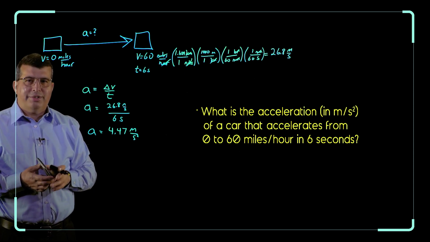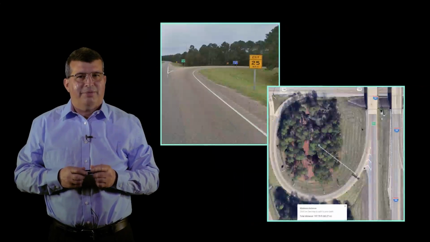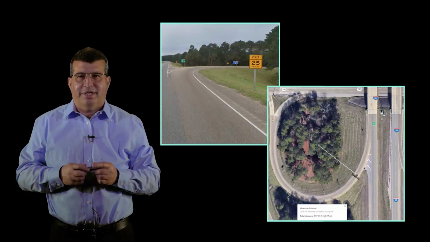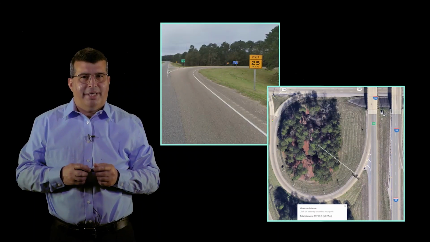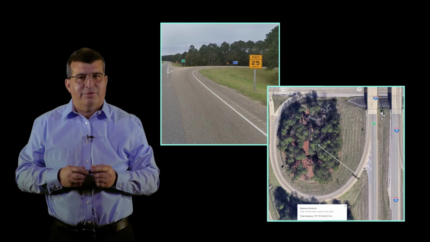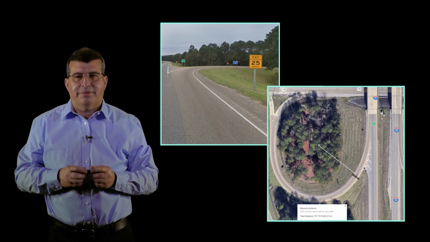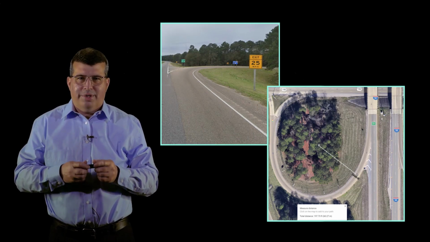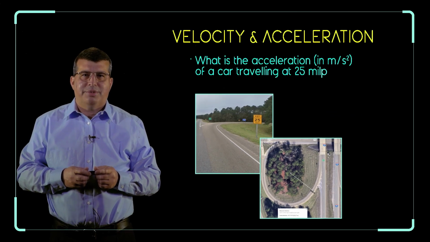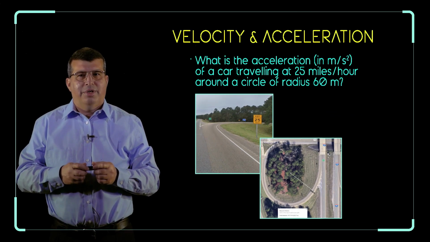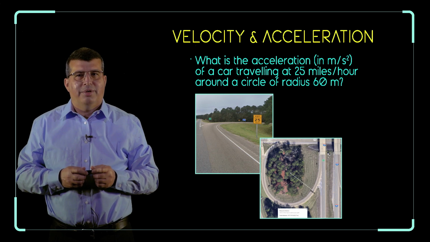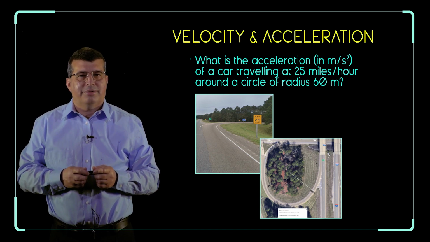Okay, let me give you another question. You are approaching an interstate exit ramp, and there's a sign that says exit 25 miles an hour. If we look at the exit ramp from above, you can see that it does have the shape of a circle, and using Google Earth, I've measured the radius of that circle to be 60 meters. So the question is, what is the acceleration in meters per second squared of a car traveling at 25 miles an hour around a circle of radius 60 meters?